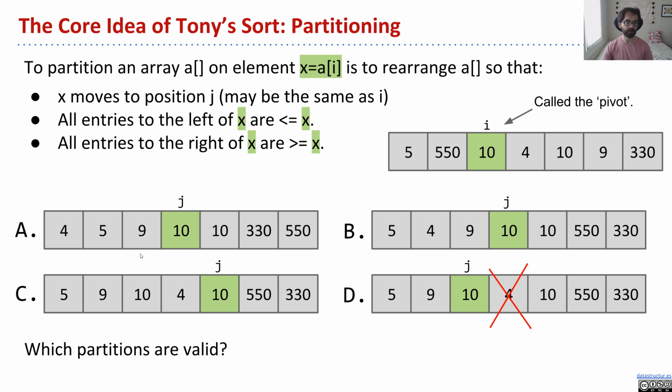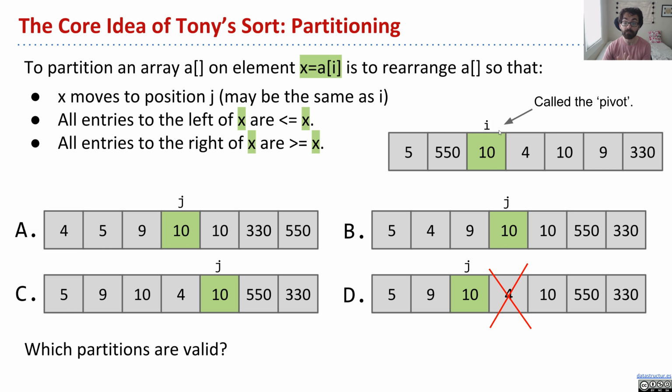I look at 10, everything over here is less than or equal to, everything over here is greater than or equal to 10. Now C, some of you might have felt a little weird about, because it seems like, why is this 10 here? But I'd like to note that partitioning is not sorting. It's fine that it looks like this, that 10 ended up to the left of the other 10. That's totally okay. This is still a valid partition. D is problematic because the number 4 should not be to the right of 10, our pivot, wherever it ended up.